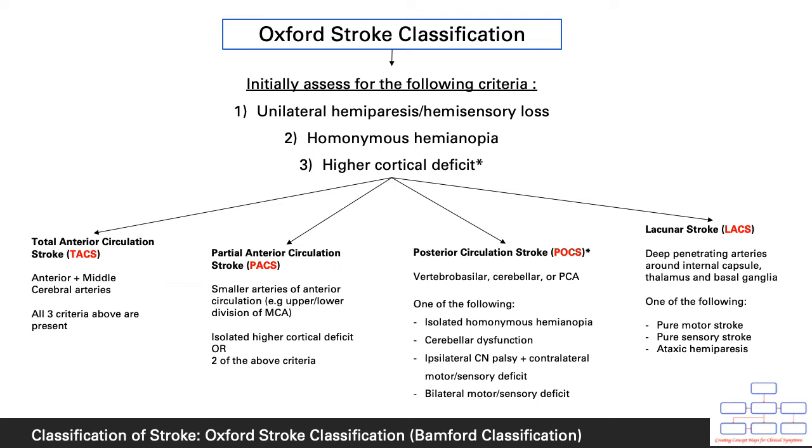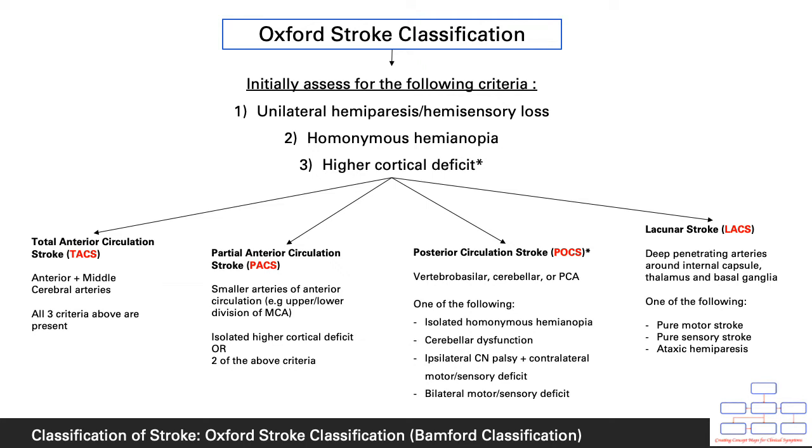With posterior circulation strokes, I've highlighted it with an asterisk because they present slightly differently. It usually involves your vertebrobasilar, your cerebellar, and your posterior cerebral artery. So your patients can present with any one of the following: isolated homonymous hemianopia, cerebellar dysfunction, ipsilateral cranial nerve palsy with contralateral motor-sensory deficit, or bilateral motor-sensory deficit.